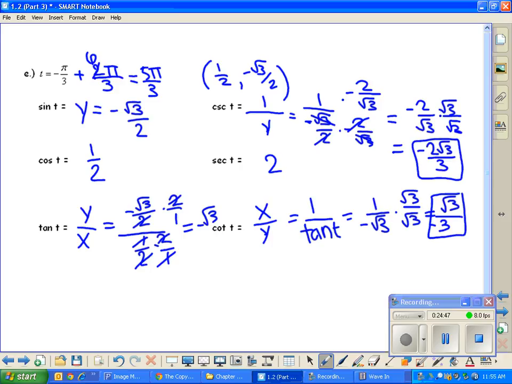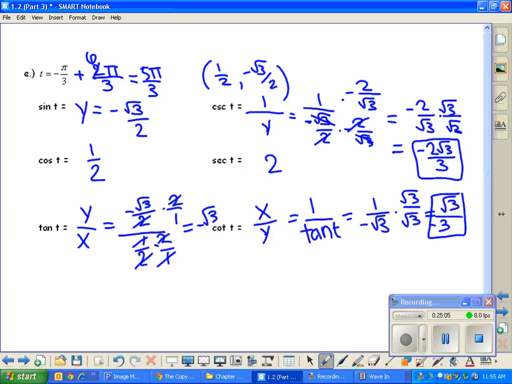Does that make sense to everyone how we're doing this, how we're using our coordinates, using our x and y to find all of these trig functions? Because now we know what they mean in terms of sine, cosine, and tangent, right? Makes sense? Are there any questions?